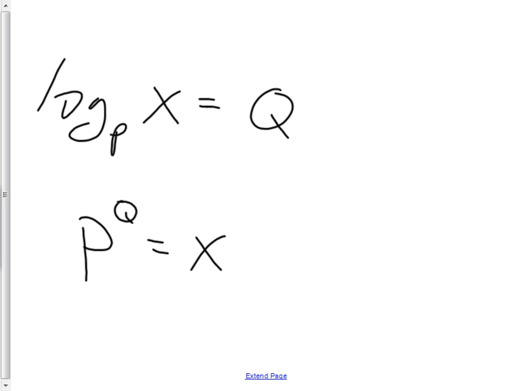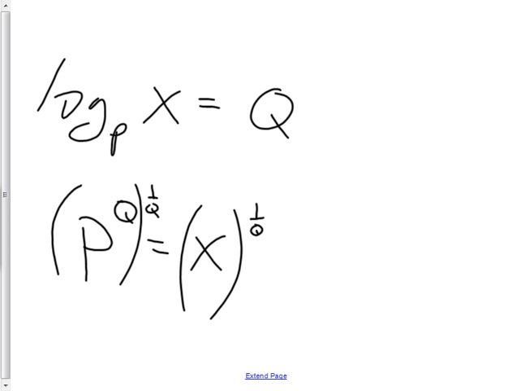What if I had asked you to solve for P? You'd rewrite it just like I did, and then how do I get the P alone? Put it to the 1 over Q power on both sides. P is equal to, no, x to the 1 over Q power.